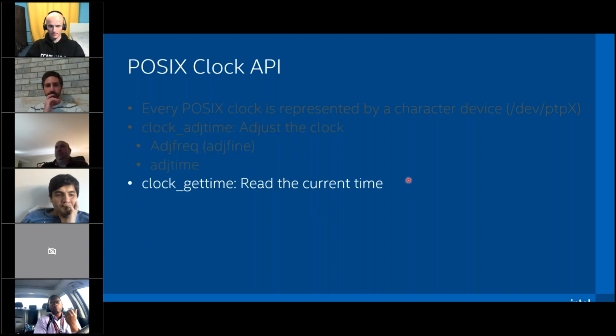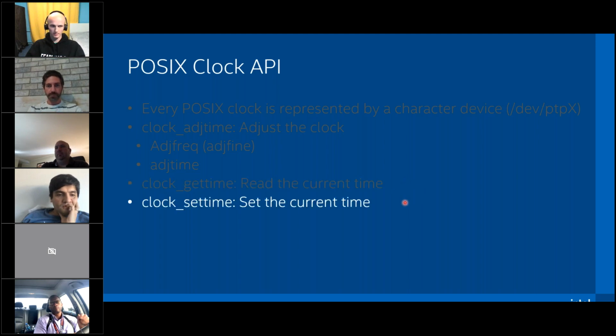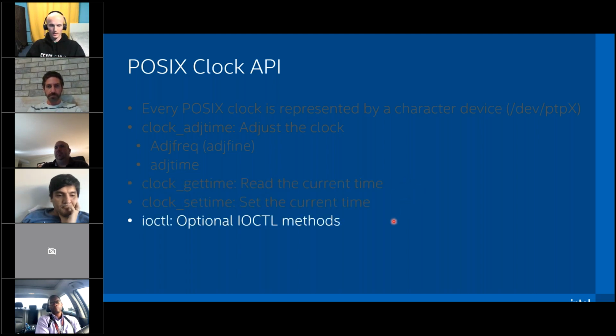And obviously there is a function to read the time, which is clock get time, and to set the time. And there is a bunch of optional IO call methods that this clock supports, which I'm not discussing, but there is a link to the documentation on the previous slides.